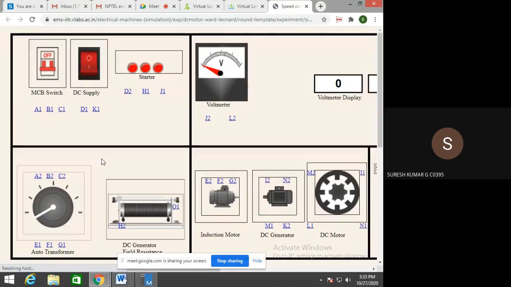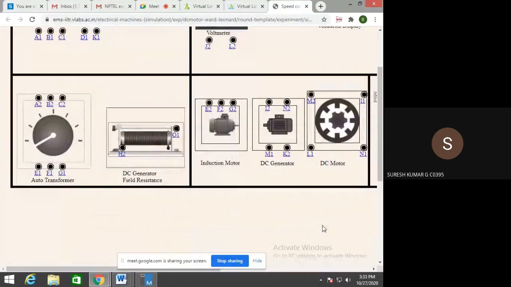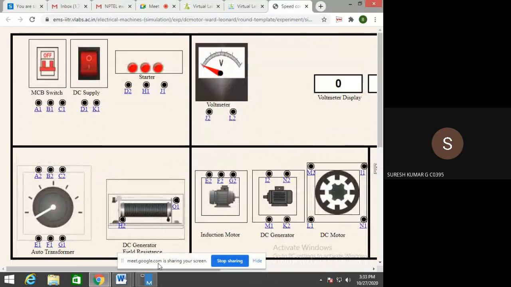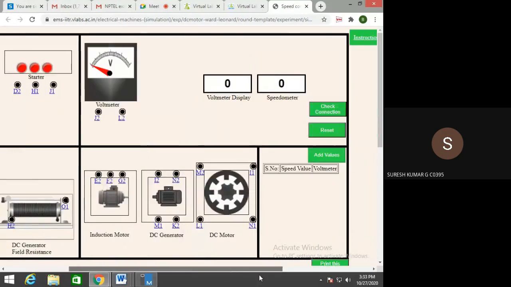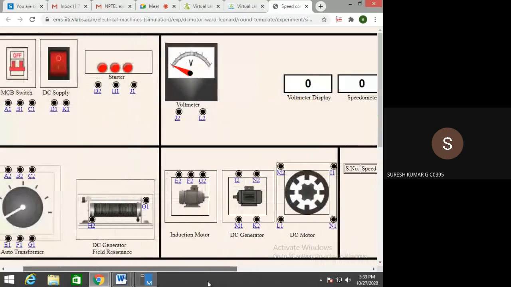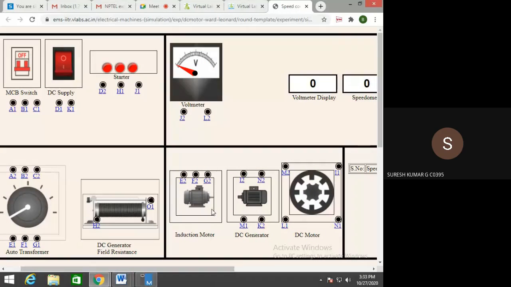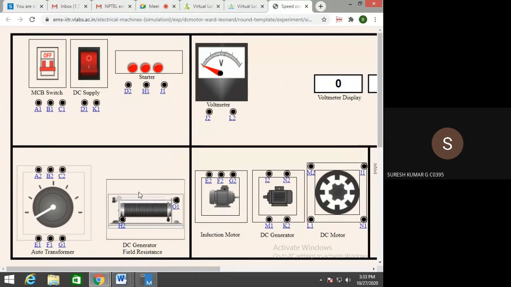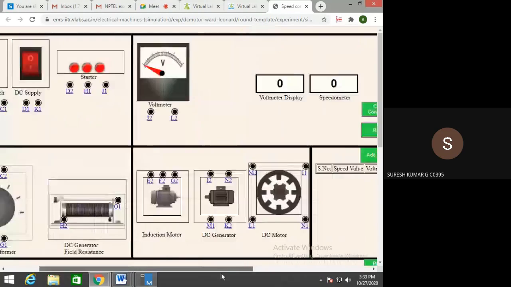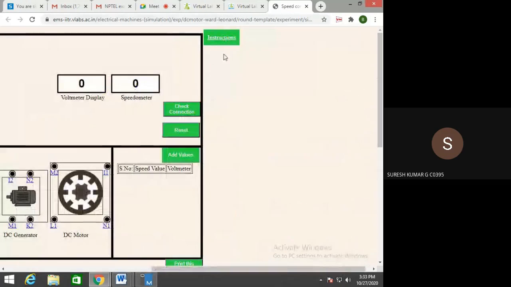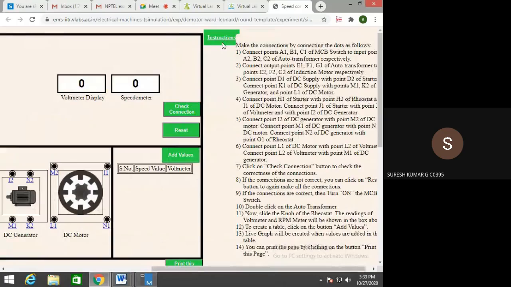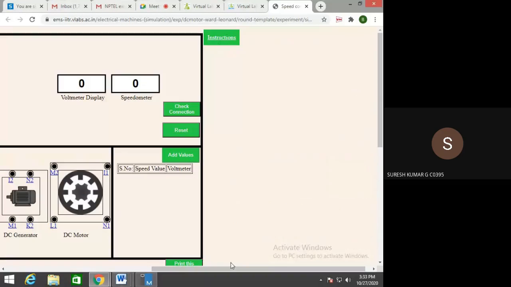Guys, you are following me? As I told before, the motor, generator, and another motor. Just follow the connections over there.